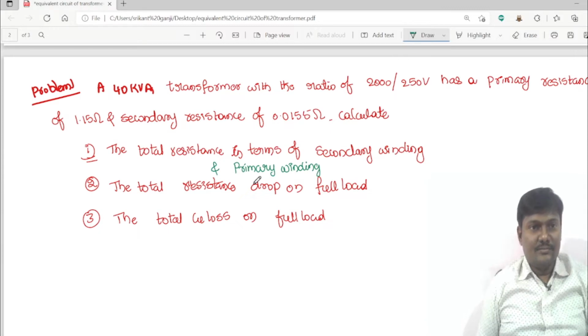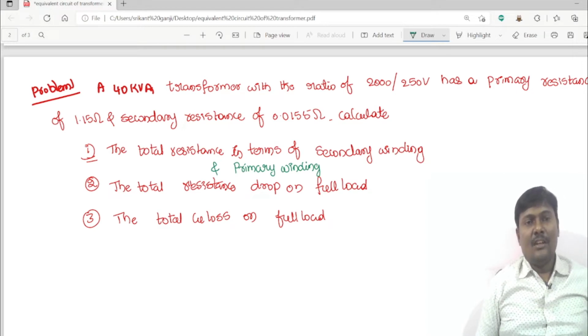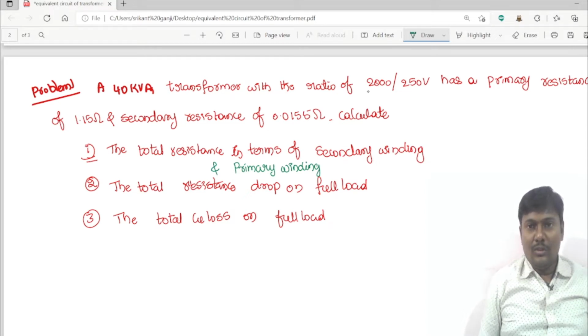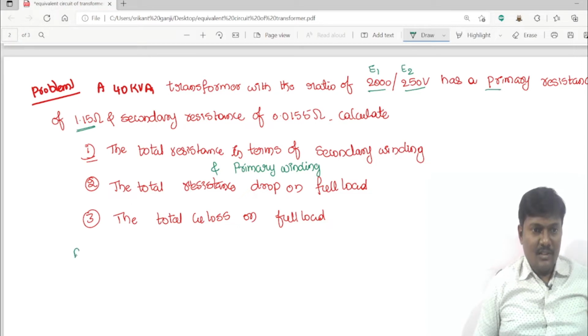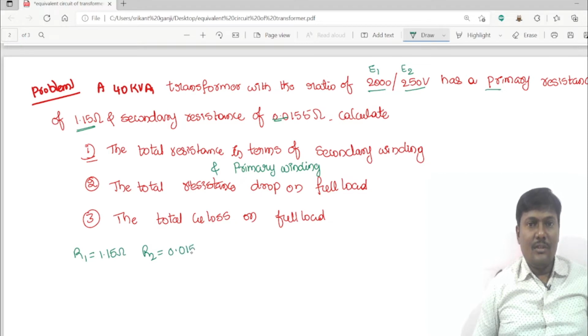In this lecture I'll solve the most repeated problem on equivalent resistance when referred to primary and when referred to secondary. A 40 kVA transformer with the ratio of 2000 volts divided by 250 volts. This is called the primary induced EMF and this one is the secondary induced EMF. It has a primary resistance R1 equal to 1.15 ohms and the secondary resistance R2 is equal to 0.0155 ohms.